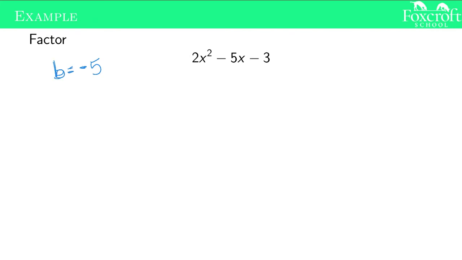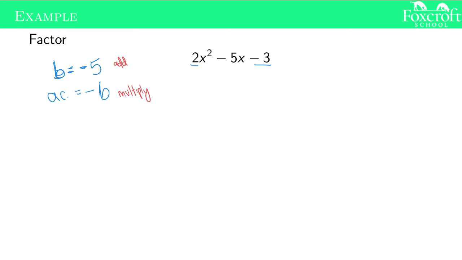So that's our b value. And then AC, if we multiply A is 2, C is -3, so that's going to be -6. All right, so we need to find 2 numbers that multiply to -6 and add to give -5. So we're going to add to give this number and multiply to give this number. And what are those numbers going to be?